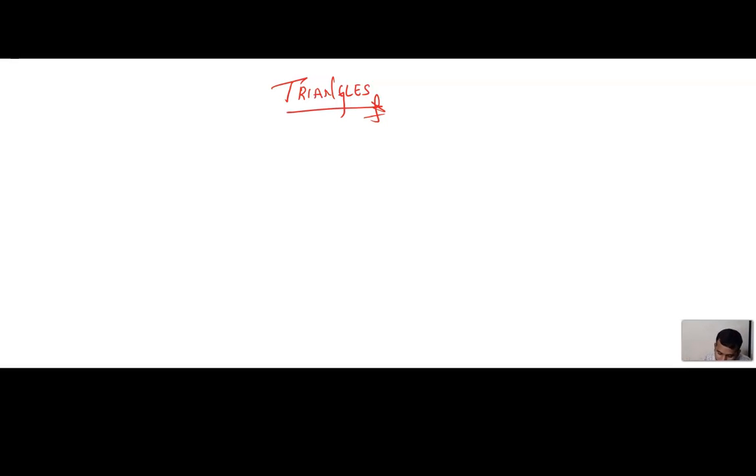Good. Dear students, today we are going to start the exercise problems of this chapter, triangles. That is the second exercise, Exercise 2.2. If you are CBSE students, you can open your chapter on triangles and start with the second exercise, first problem. Let's begin.